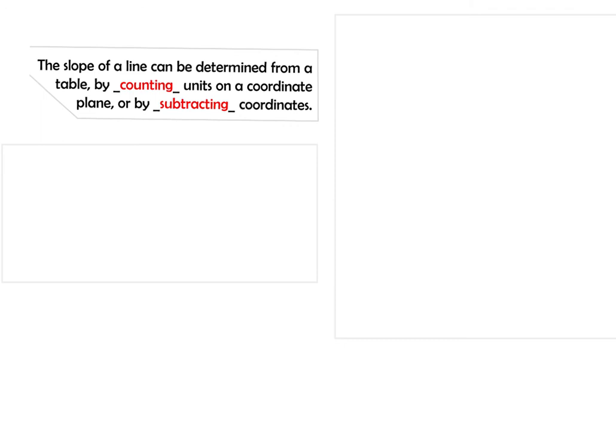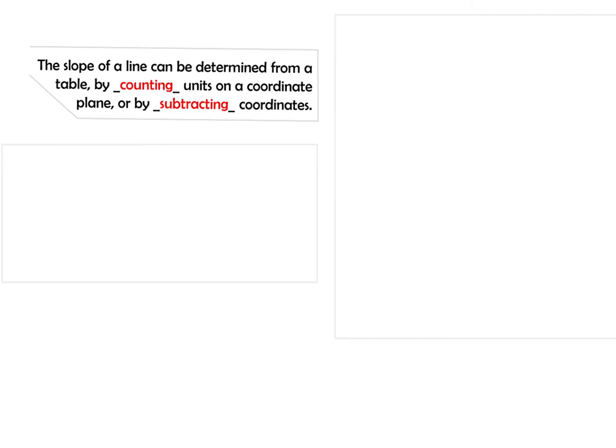So the first way you can figure out the slope is exactly what we did there: just counting. If you have an actual image, like a graph of the line, and you want to figure out the slope, you can literally count, right? You can say, okay, I start at this point. How much did I go up? How much did I go over?